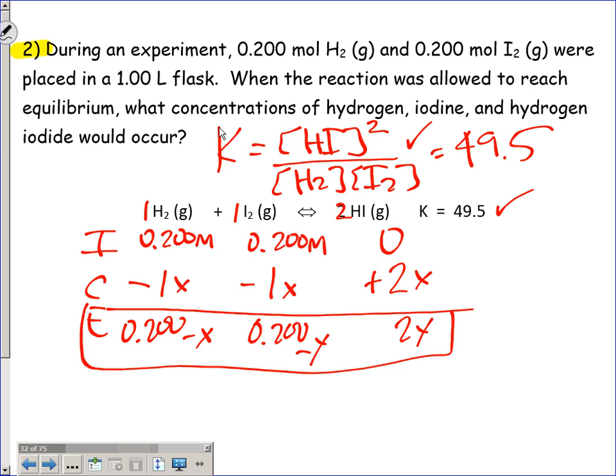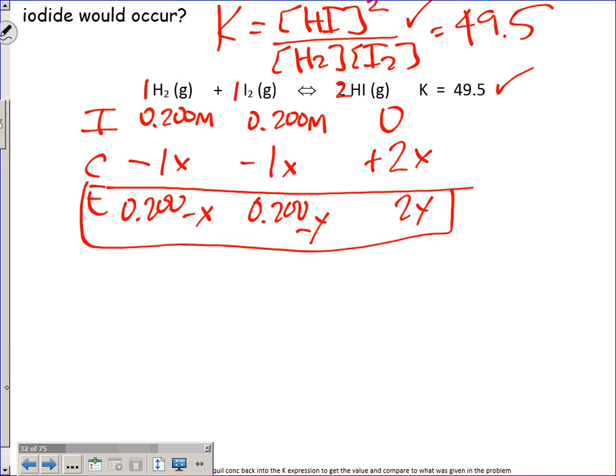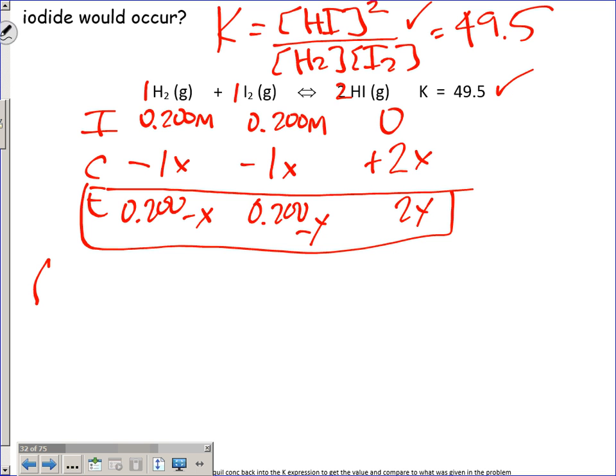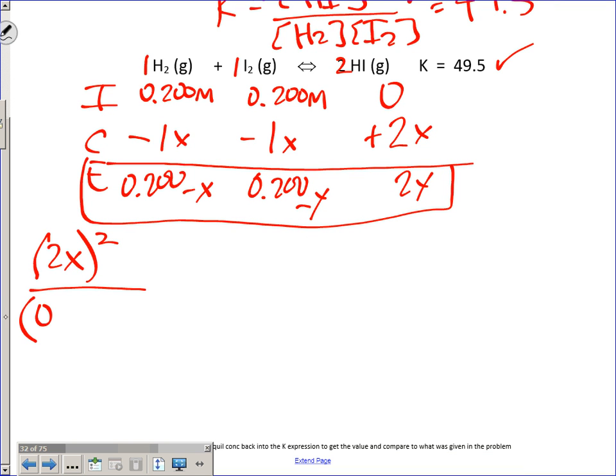You ready? She says with a smile. Okay, so this is your HI, this is your HI, right? So 2x squared, thank you, divided by, these values go into the H2 and the I2. How can I simplify that a little bit? Right, so I can either say 0.2 minus x times 0.2 minus x, or I can just say 0.2 minus x squared, because it's the same thing, right? That equals 49.5. How do I simplify this to then solve for x?